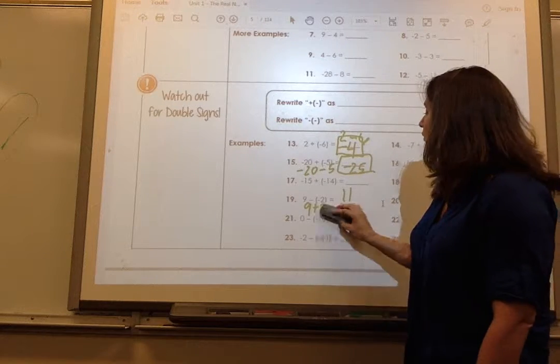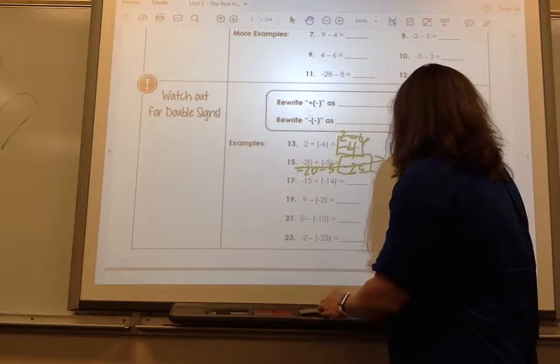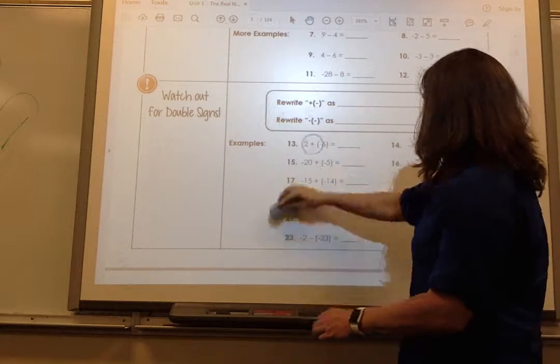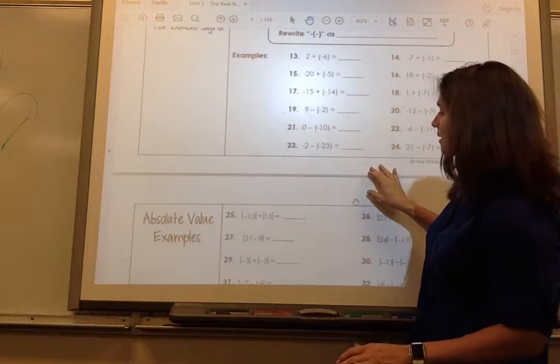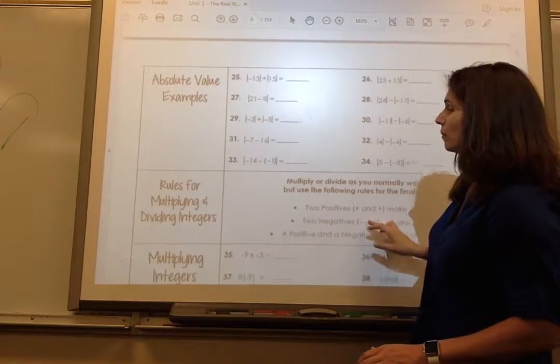Okay? And I know that's a quick overview of integers and how they kind of relate together. So if you're struggling with that, come and see me in tutoring.